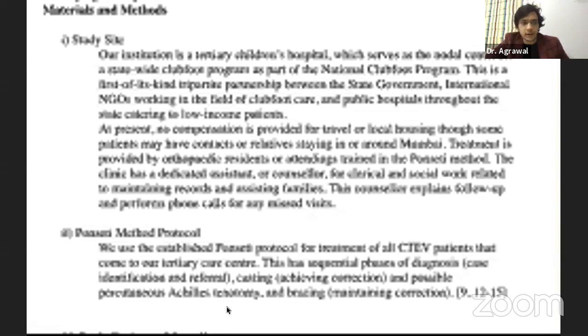So I'm sure y'all can see now that I have said that the study site is so and so, and the protocol that was used. As I said, I can reference previous protocols that we used. The Ponseti protocol has already been defined and referenced previously, so we're not going to go through it again.